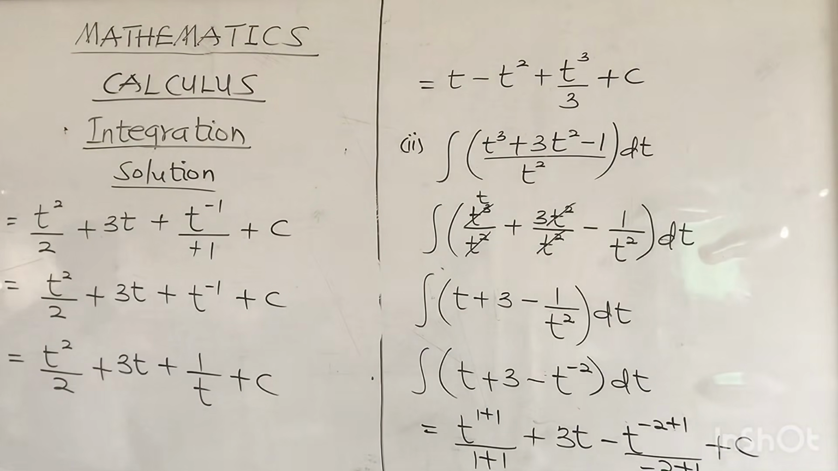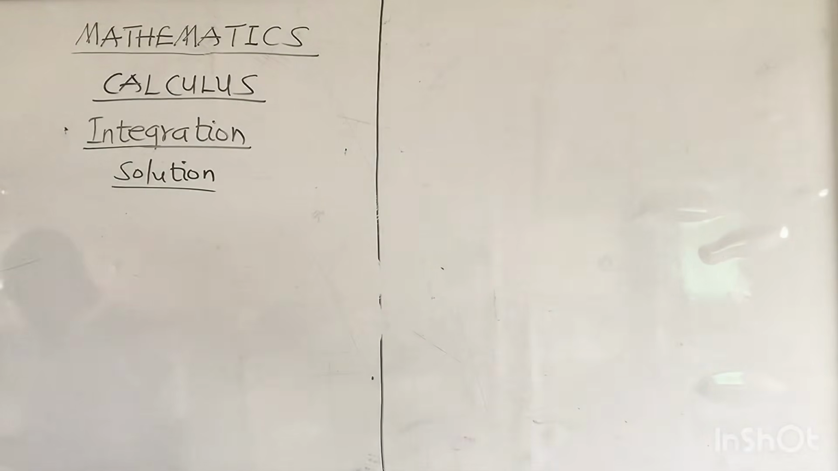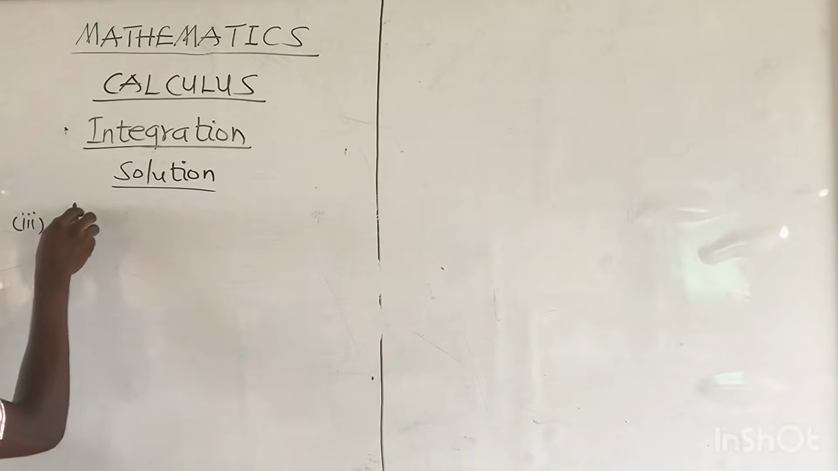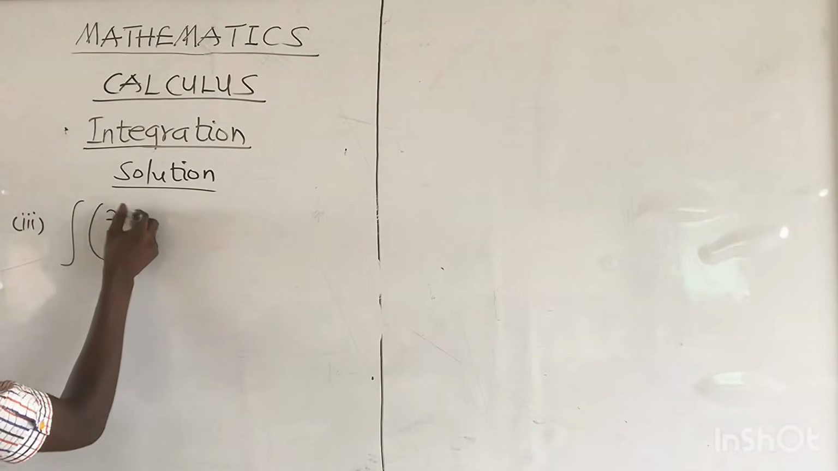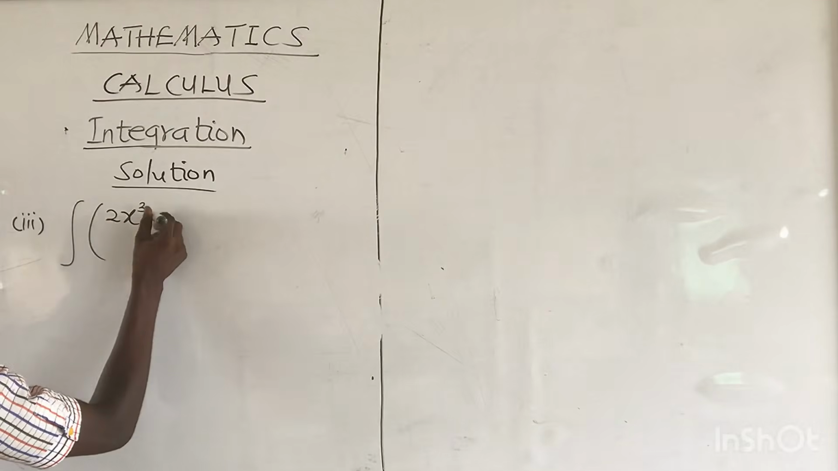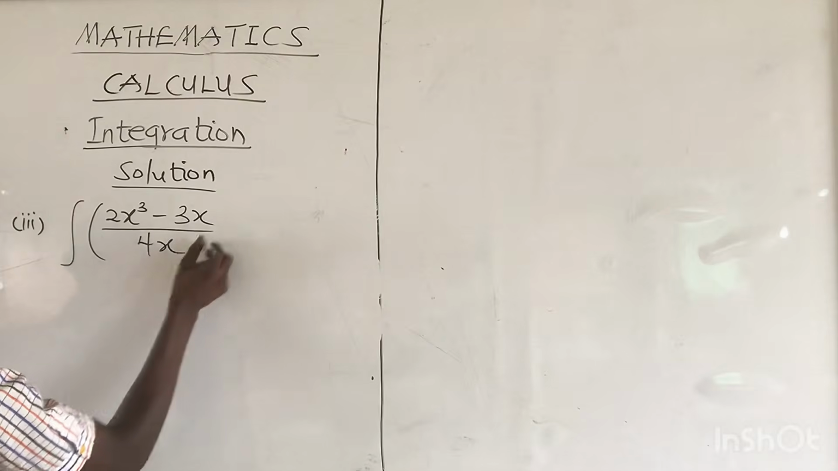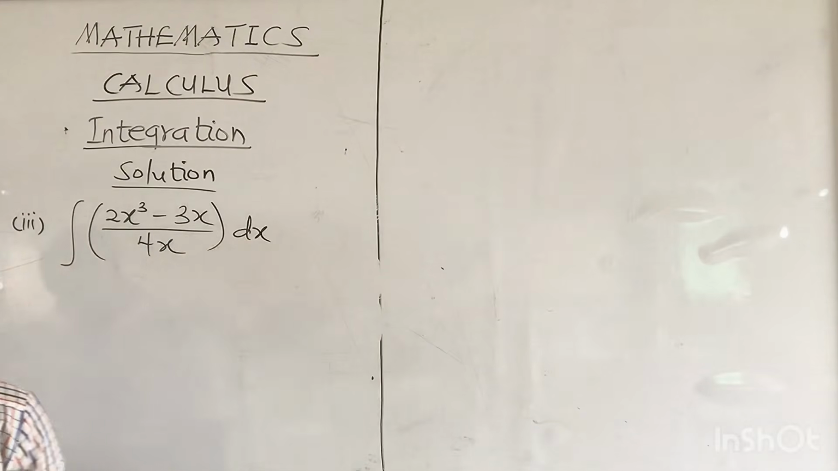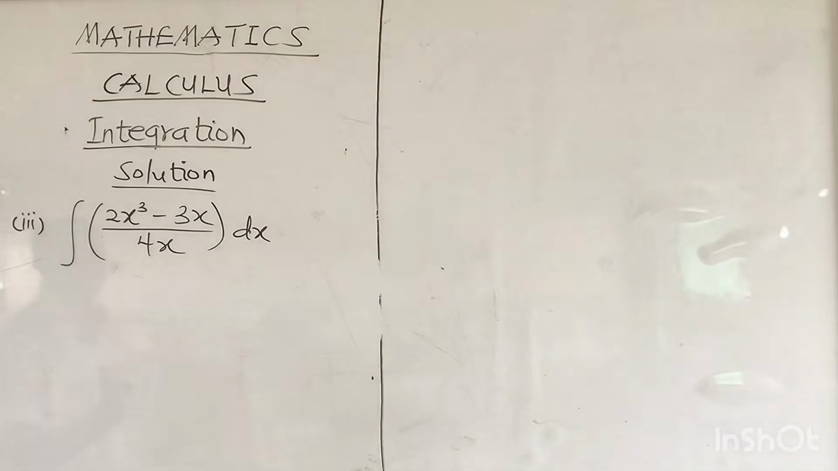All right. So now let's look at the third question. I. We have the integral of 2x cubed minus 3x all over 4x dx. So this is the third question.